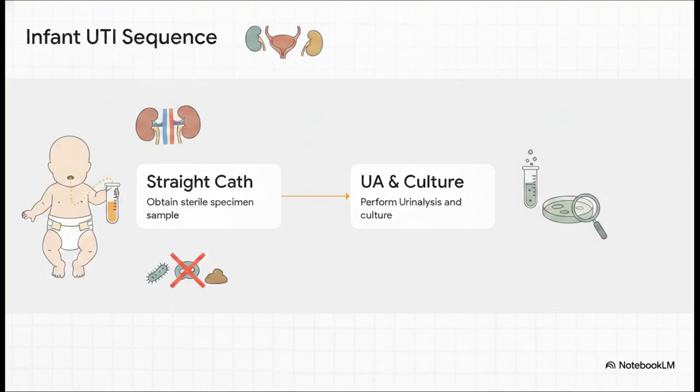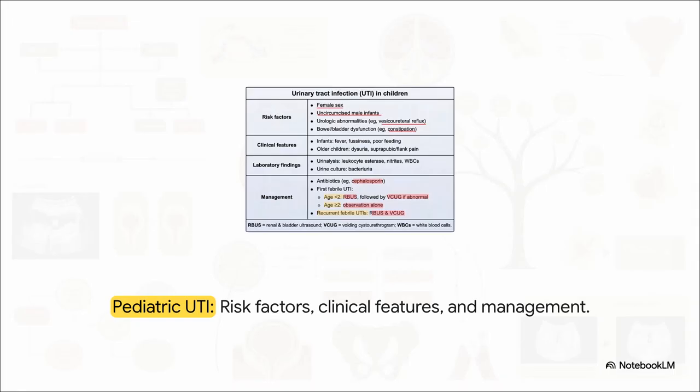Now, for the recurrent febrile UTI branch, especially in diapered infants, you must always obtain a sterile urine sample via straight catheterization for the urinalysis and culture. Clean catch is just too unreliable here. And keep in mind, infants often present really non-specifically, maybe just a fever, fussiness, or poor feeding. For management by age, children between 2 and 24 months presenting with their first febrile UTI, as well as any child with recurrent febrile UTIs, absolutely require a renal and bladder ultrasound to check for anatomic abnormalities.